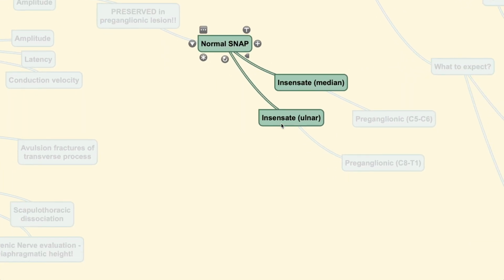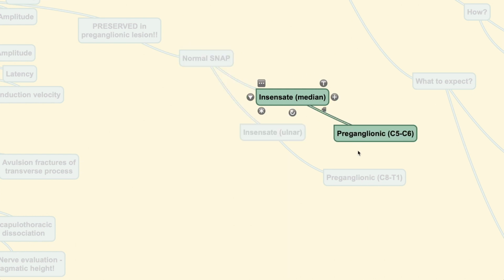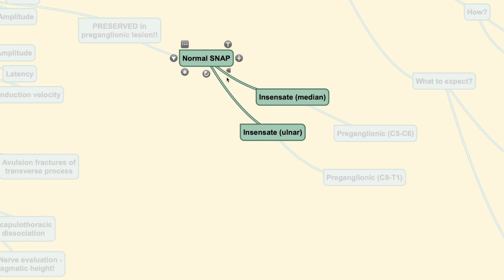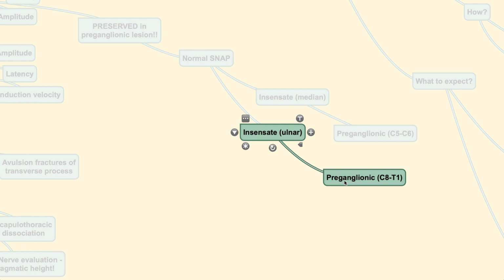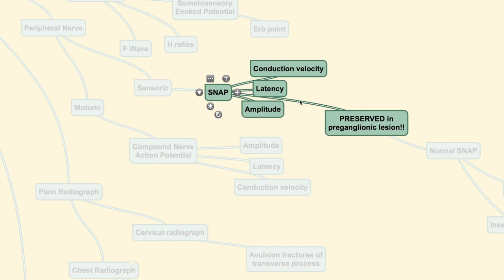So normal SNAP with an insensate median nerve distribution would mean that the patient has a preganglionic injury towards the C5-C6 root. And if the SNAP remains normal with insensate ulnar nerve distribution, then the patient has a preganglionic injury towards the C8 all the way to the T1 level. Now there are various things that you could check for the SNAP, which includes the conduction velocity, the latency, and also the amplitude.